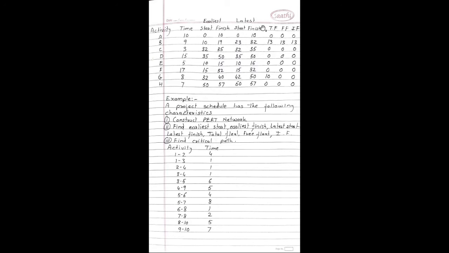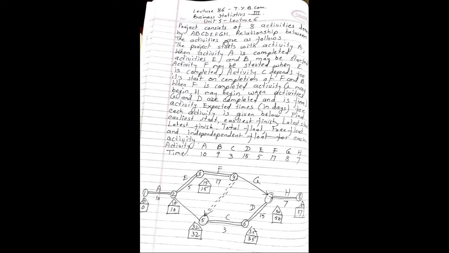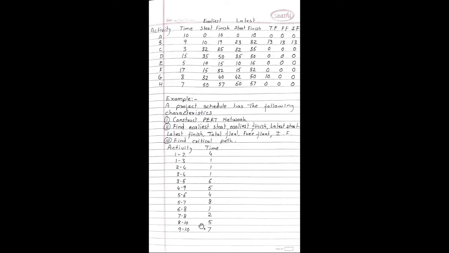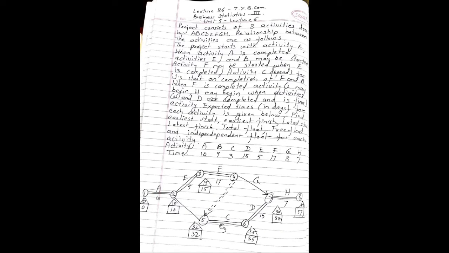Now to get latest start, latest finish, first of all we will write the finish part. For activity A, the finish part is 10, the values which are in triangle. For activity B, finish part is 32. For C, it is 35. For D, it is 50. For E, it is 15.